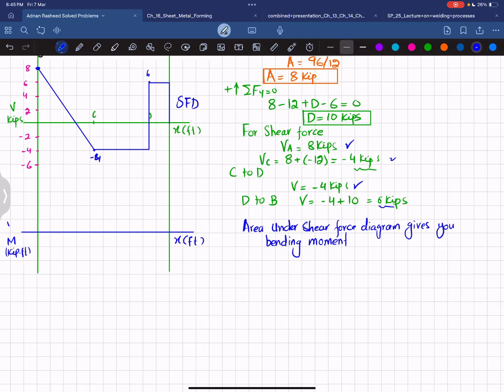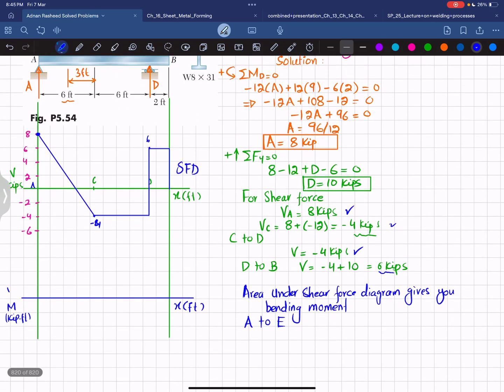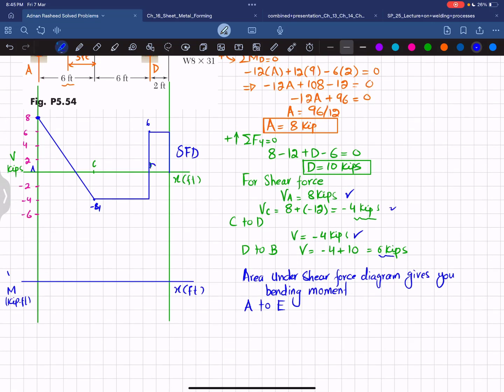So we will take each area under the shear force diagram, and we will find the bending moment. From A to E, you can see this is your point A, this was your C, this is your D point, and this is your B point. Now at this point where this intersects, this is E point. The first area under the shear force diagram is from A to E, and you can see this is a triangle. So its height is 8 and base is not known.